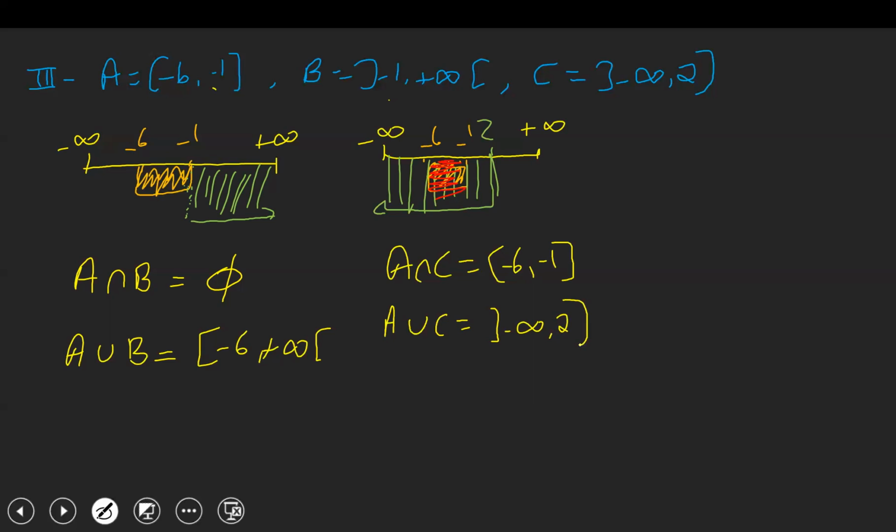What about the third one? -infinity plus infinity. Now B and C. I want the common between B and C. Where's B? B is the set of numbers from -1 towards +infinity. These numbers. However, C is the set of numbers from 2. Let's say 2 is here, from 2 to -infinity. So now where's the common region between the two intervals? This is the common region.